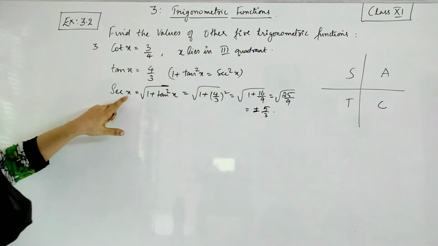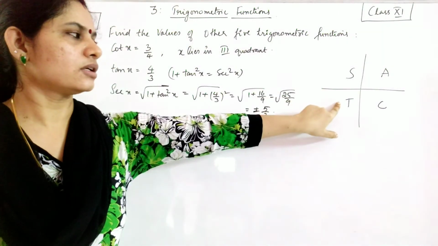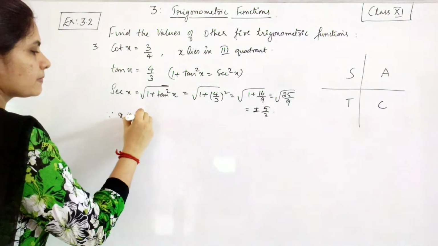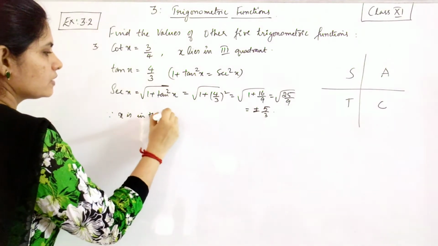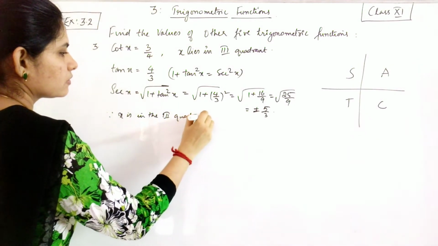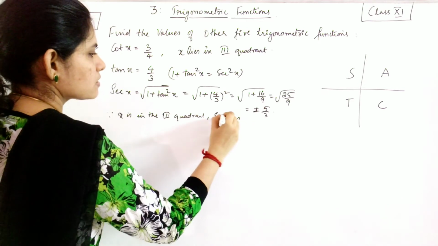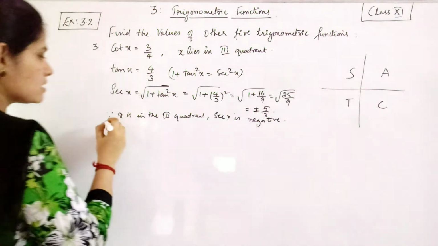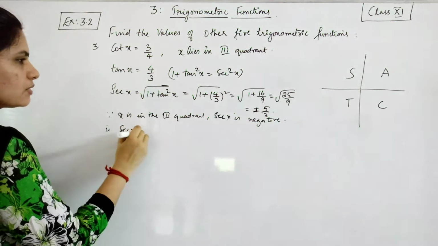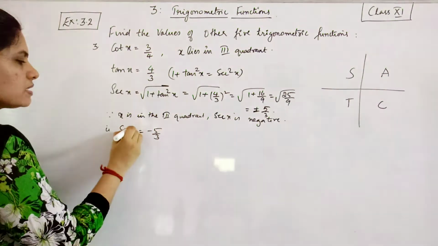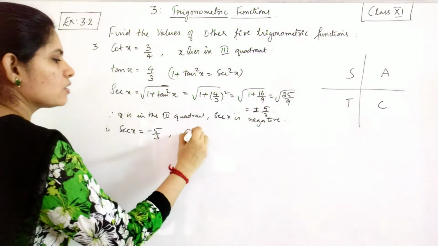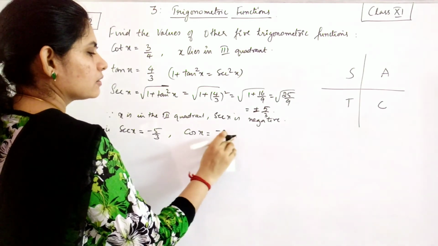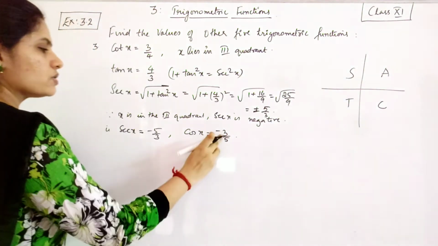Now when we write plus or minus, again we have to decide which value to choose for sec in the third quadrant. In the third quadrant, sec should be negative. So since x is in the third quadrant, sec is negative. Sec is negative means sec x is equal to minus 5 by 3. Now since sec x is minus 5 by 3, what will be cos? Cos will be the reciprocal of sec and it is also negative in the third quadrant. So it will be minus 3 by 5.